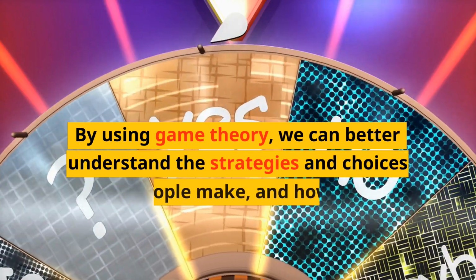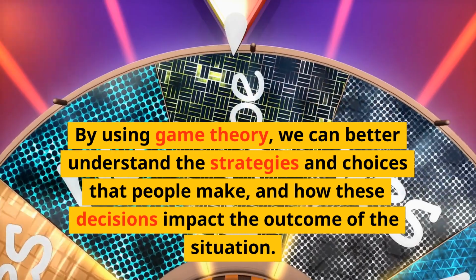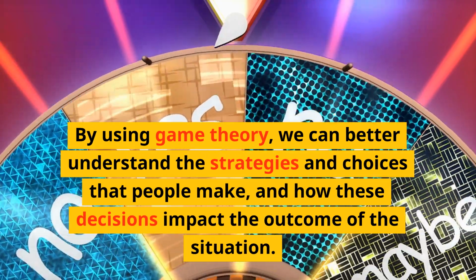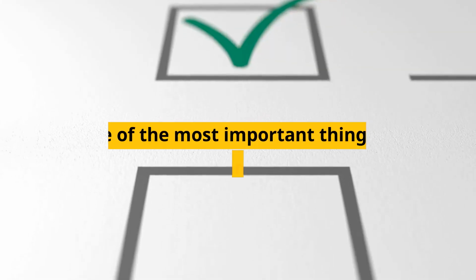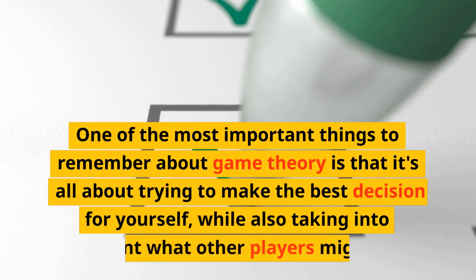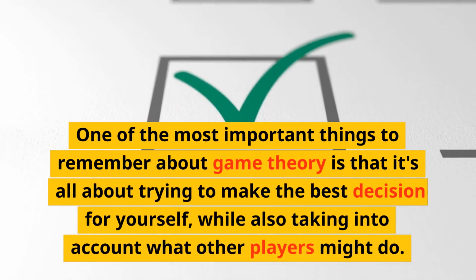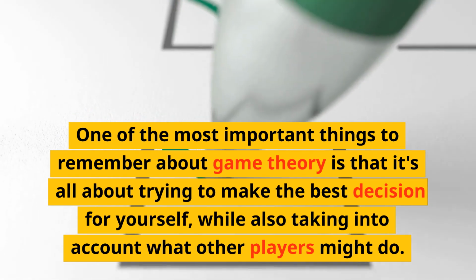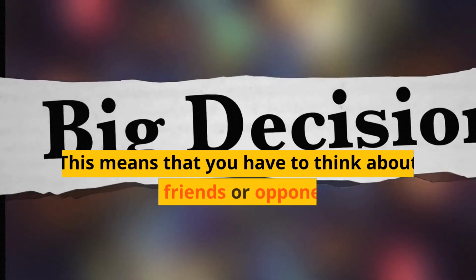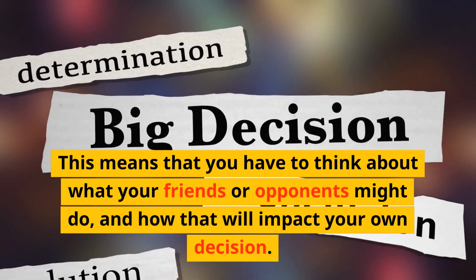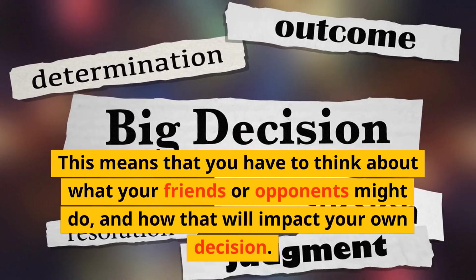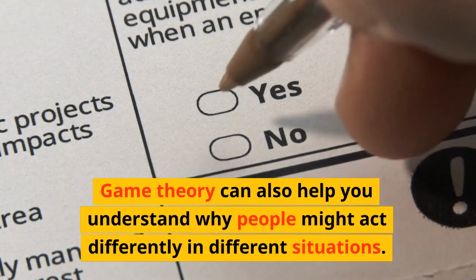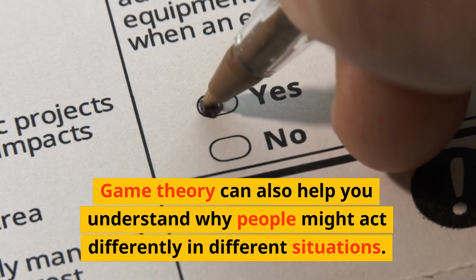By using game theory, we can better understand the strategies and choices that people make, and how these decisions impact the outcome of the situation. One of the most important things to remember about game theory is that it's all about trying to make the best decision for yourself, while also taking into account what other players might do. This means that you have to think about what your friends or opponents might do, and how that will impact your own decision. Game theory can also help you understand why people might act differently in different situations.